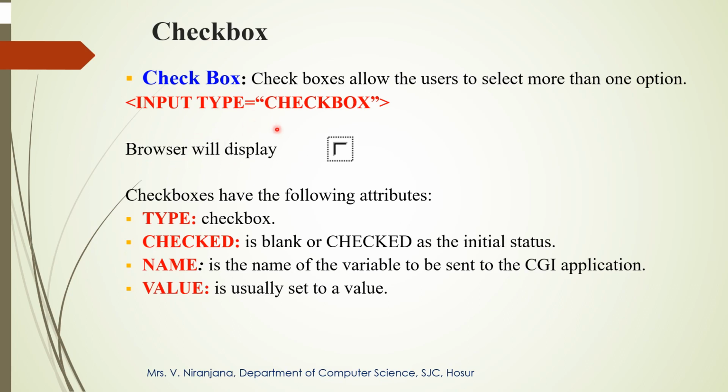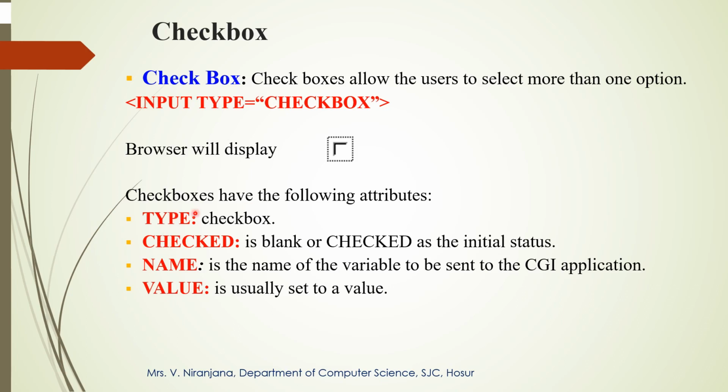The checkbox allows the user to select more than one option. For example, with hobbies, if you have more than one hobby, you can use the checkbox. It appears like a square box, and when you click on it, a tick mark appears inside the checkbox. That is, it will be checked.